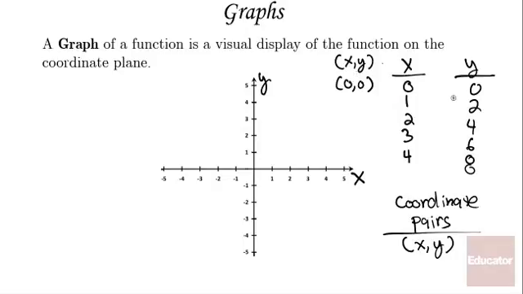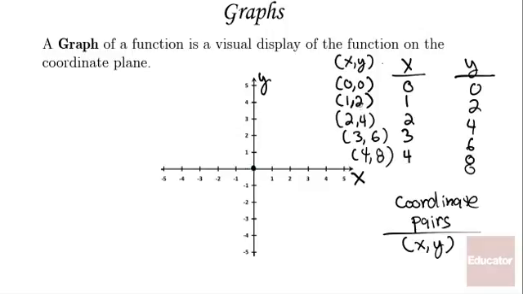For my second set of coordinate pairs, I'm going to have 1 and 2. My third set, 2 and 4. My fourth is 3 and 6, and finally 4 and 8. And I can graph these points. Here at the origin of the coordinate plane, so the point 0, 0 is called the origin, and I do have a 0, 0. I'm going to graph it as a point right there.